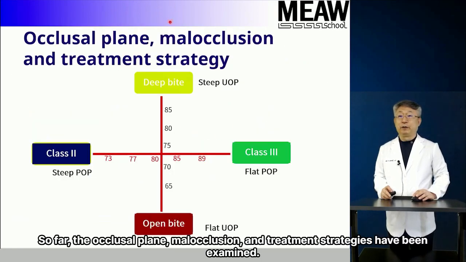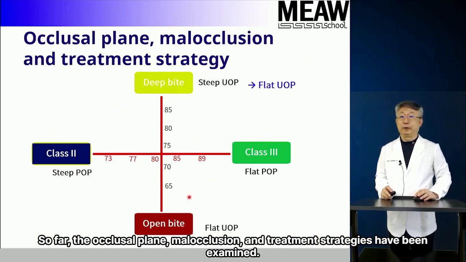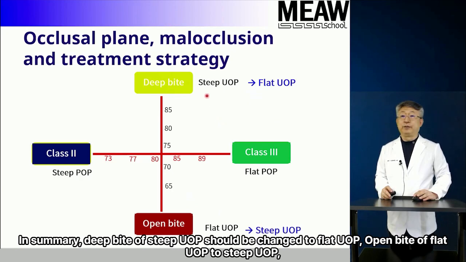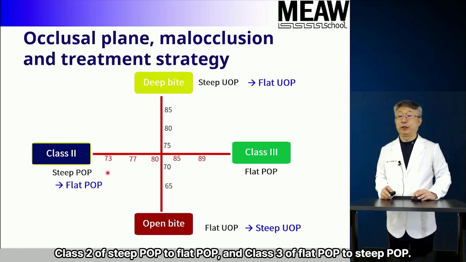So far, the occlusal plane, malocclusion, and treatment strategies have been examined. In summary, deep bite of steep UOP should be changed to flat UOP, open bite of flat UOP to steep UOP. Class 2 of steep POP to flat POP, and Class 3 of flat POP to steep POP.